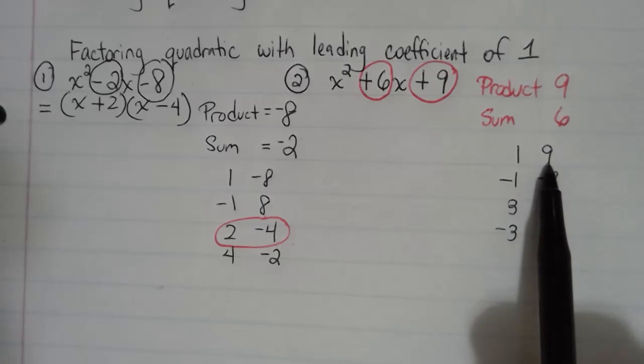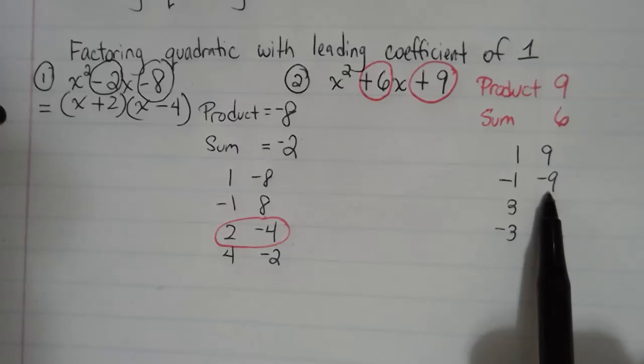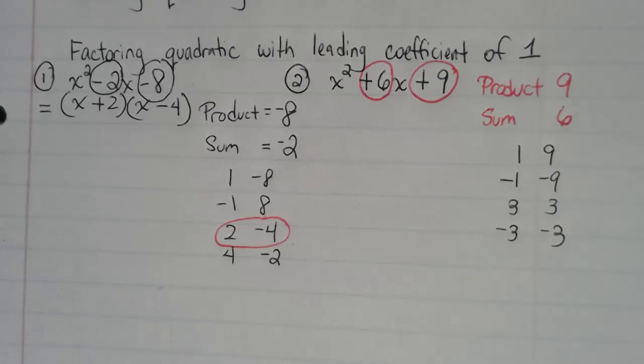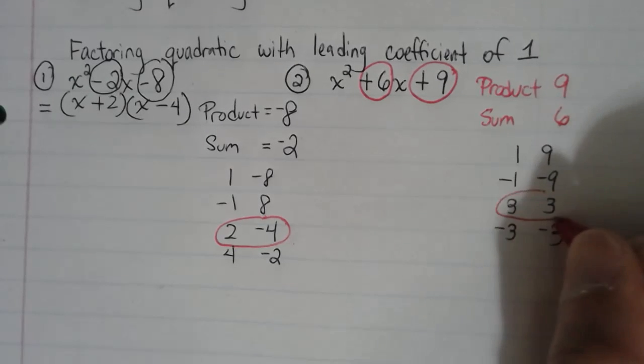1 plus 9 is 10. That's not the correct pair. Negative 1 plus negative 9 is negative 10. That's not either. 3 plus 3 is 6. And we have found the correct pair of numbers to use.